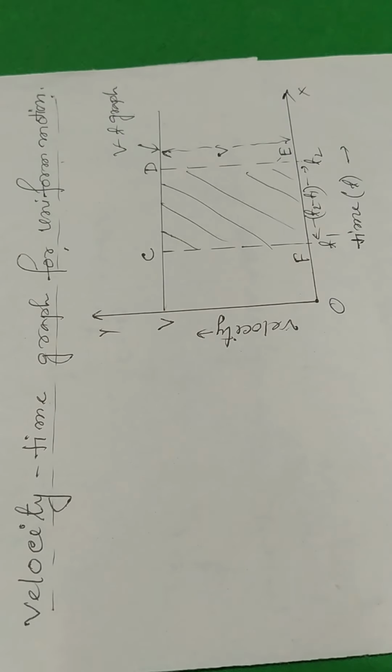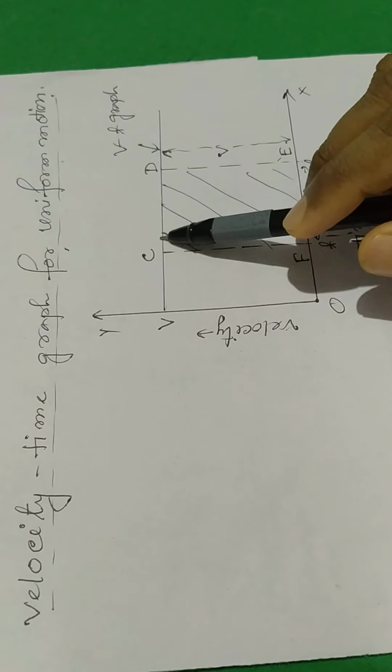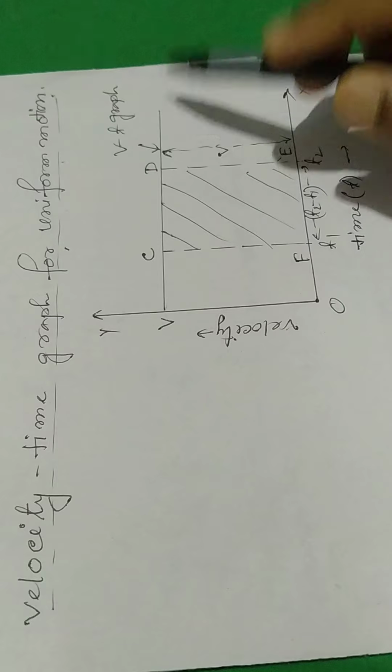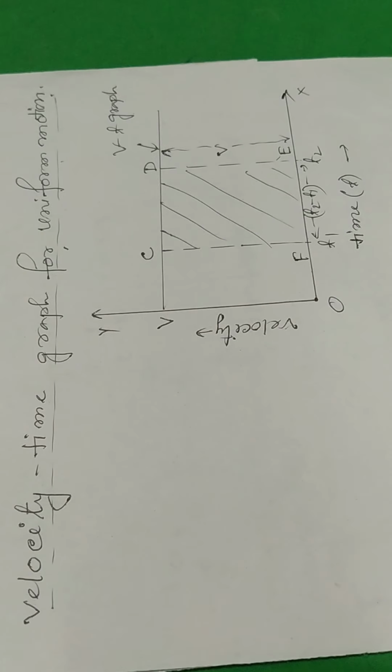If the velocity is increasing or decreasing, then you will get a slope. Since here the velocity remains constant, there is no slope. So it is parallel to the time axis.